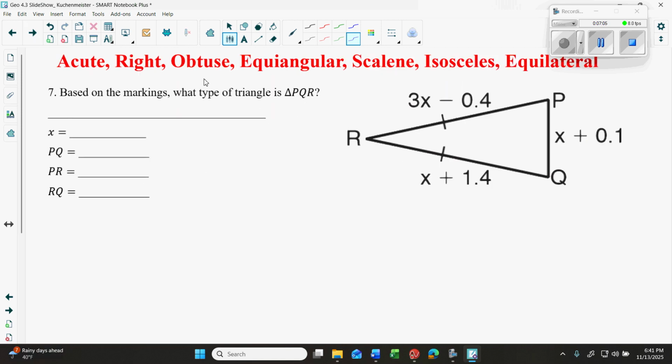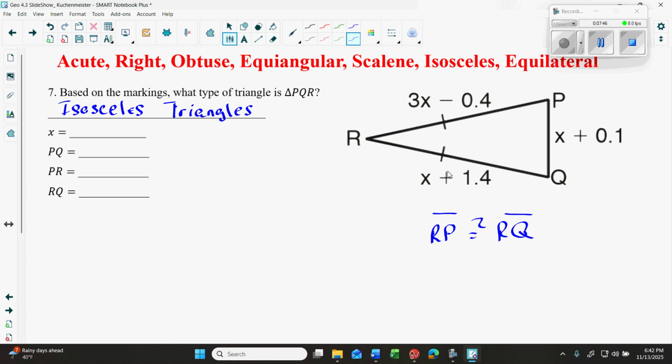Okay, now we're going to look at this, all right? Acute, right, obtuse, equilateral, scalene, isosceles. So based off the markings here, what type of triangle is triangle PQR? Well, here you've got two sides marked congruent. So we know that segment RP is congruent to segment RQ. And we don't have a third tick mark, so this is an isosceles triangle. We can't make a claim about the angle measures because we're told nothing about the angles right now. We will soon learn what we can do with an isosceles triangle, but that's later on in the chapter.